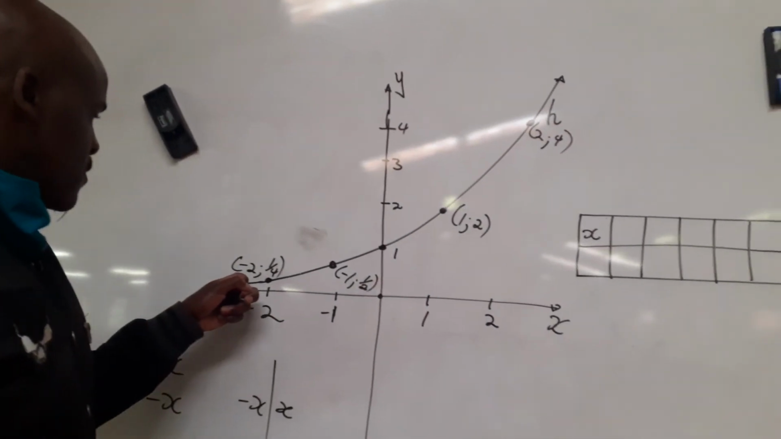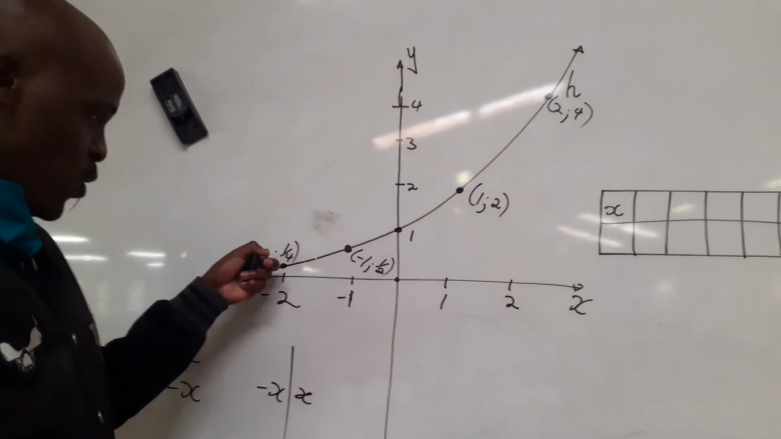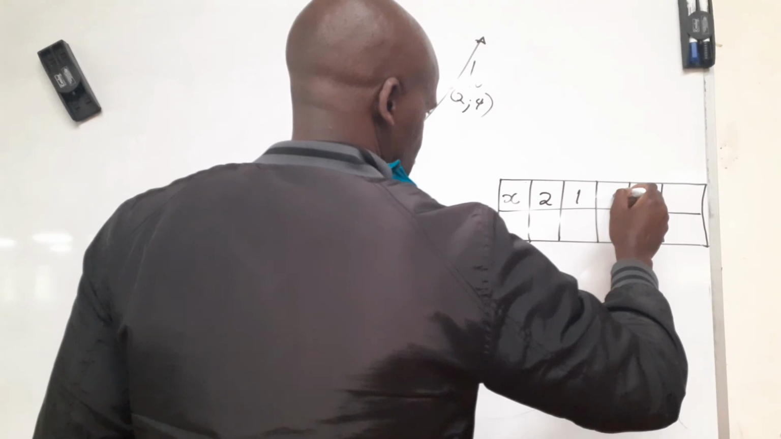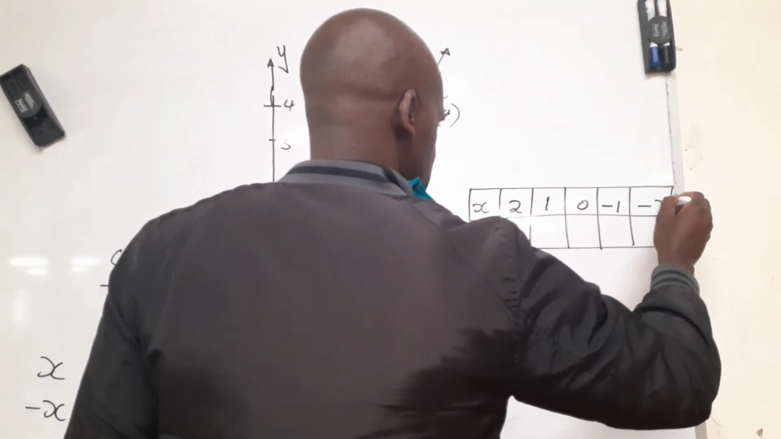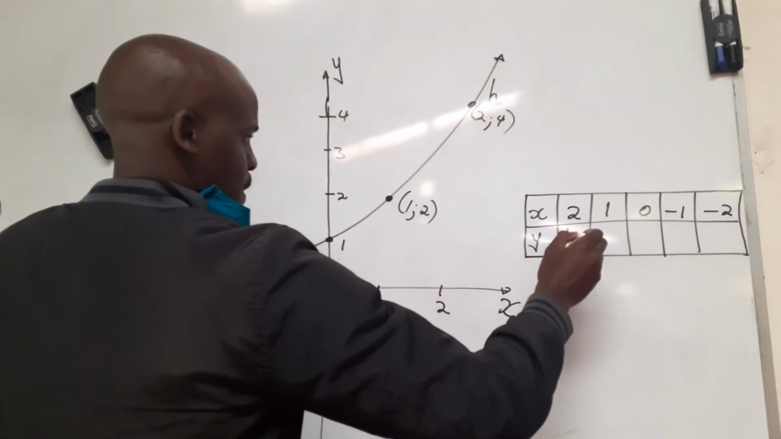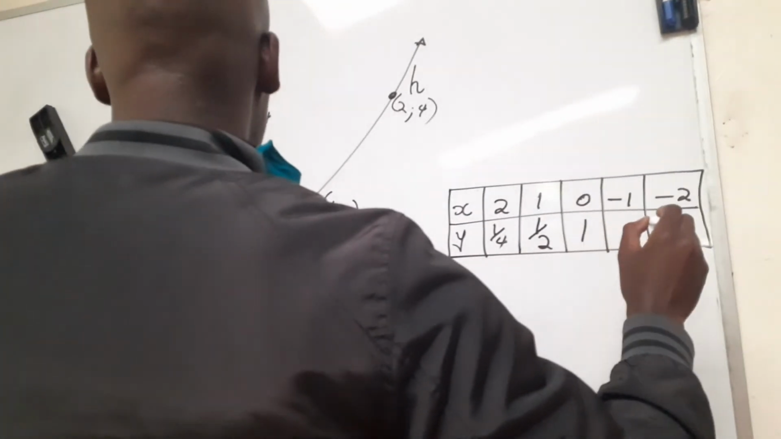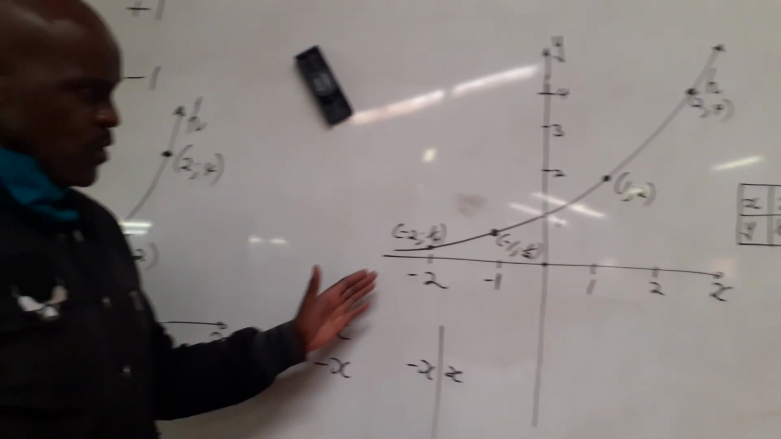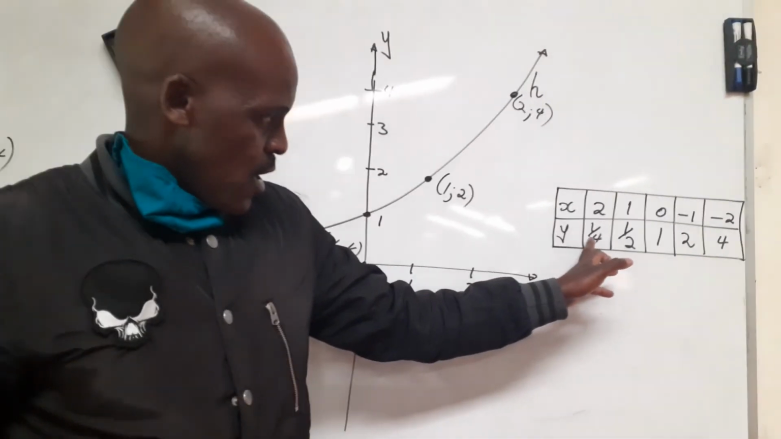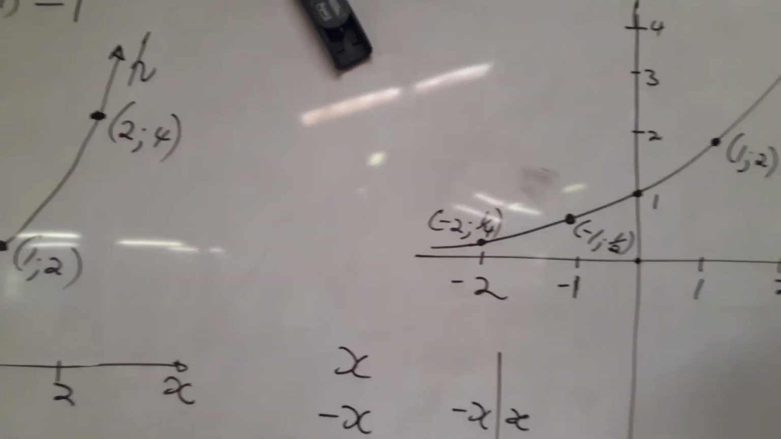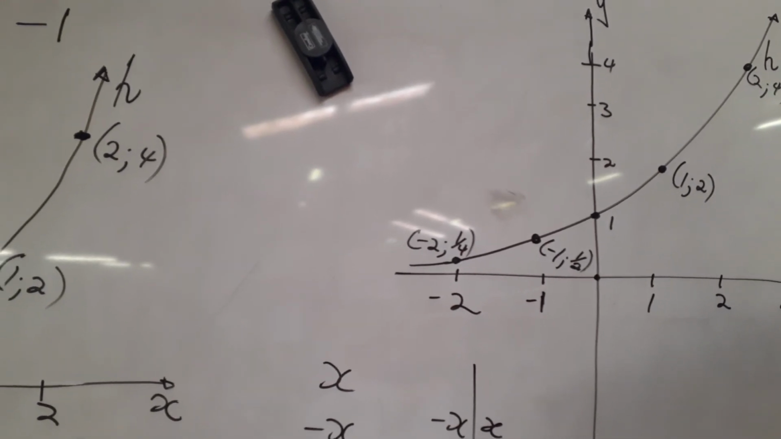We multiply this by negative, so it will be positive 2. It's 2, 1, 0, -1, -2. Remember, y is not affected. Our y is still 1/4, 1/2, 1, 2, 4. When you look here, we have changed the points. It mustn't be like this because y is not affected. Y must be as it is.